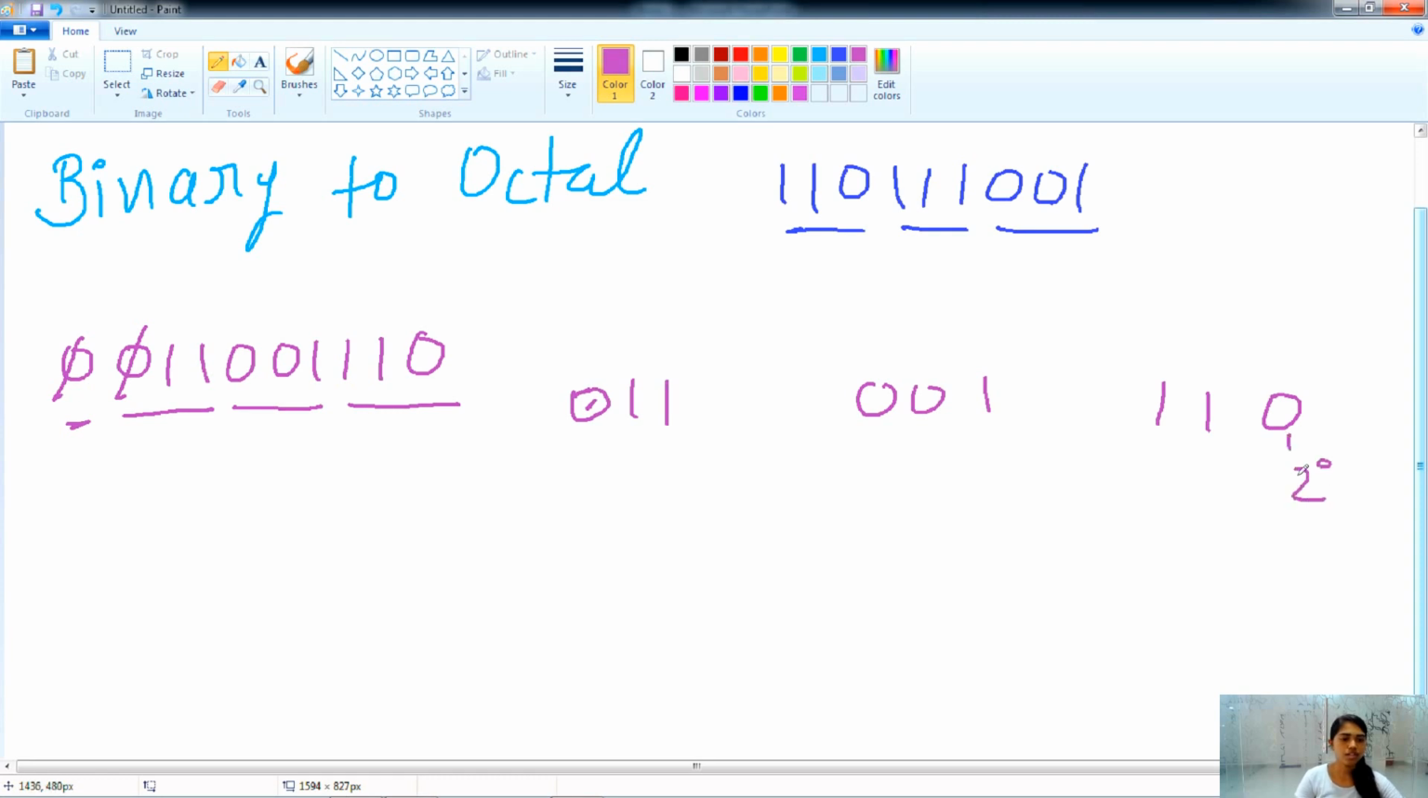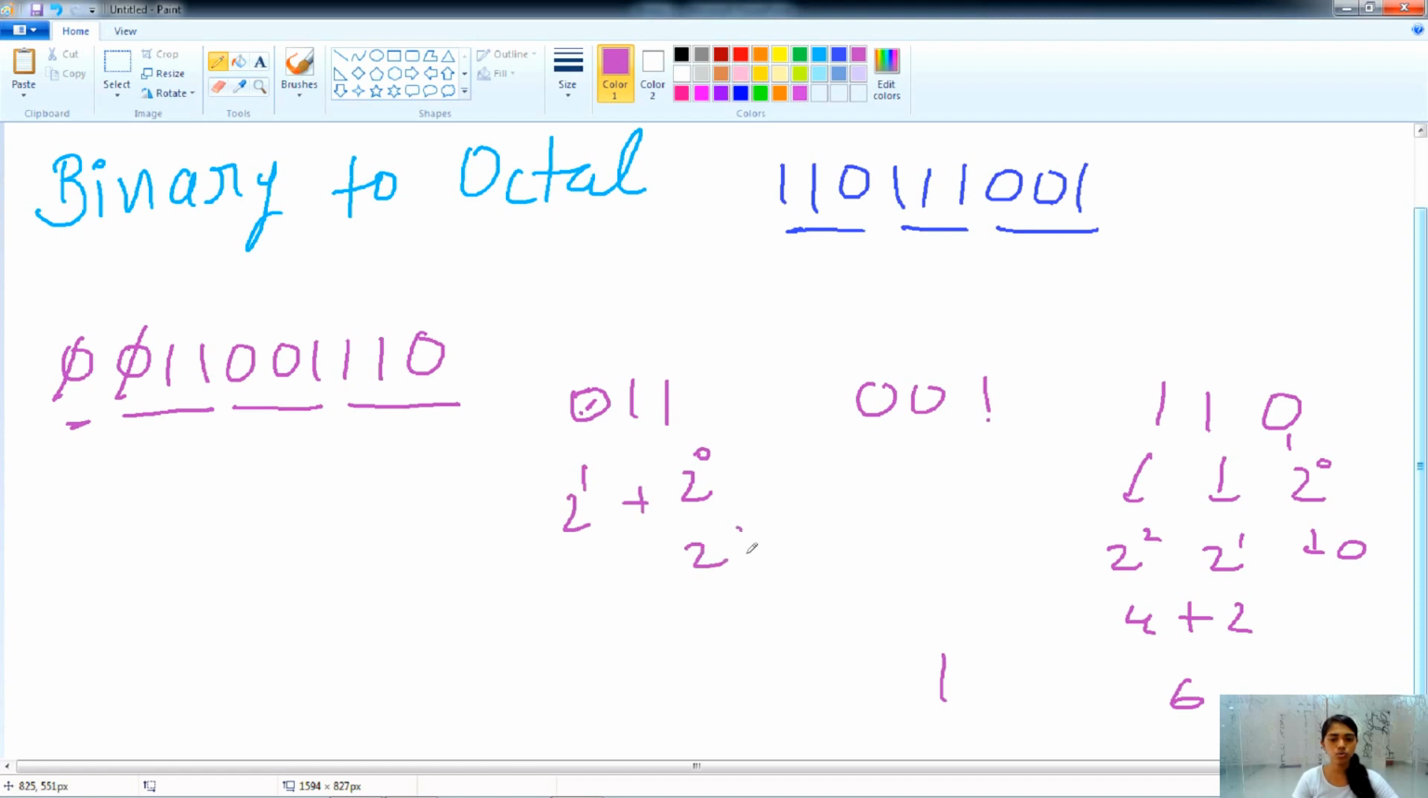The value for this, that would be 2 raised to 0, but it's obviously 0, so it's 0. For this, 2 raised to 1, 2 raised to 2, so it would be 4 plus 2, so 6. Now for this it's only 1, so that would be 1. For this one, that is 2 raised to 0 plus 2 raised to 1. Here it will be 0, so no need to write 2 raised to 2. So 2 raised to 1, that is 2 plus 1, that is 3.